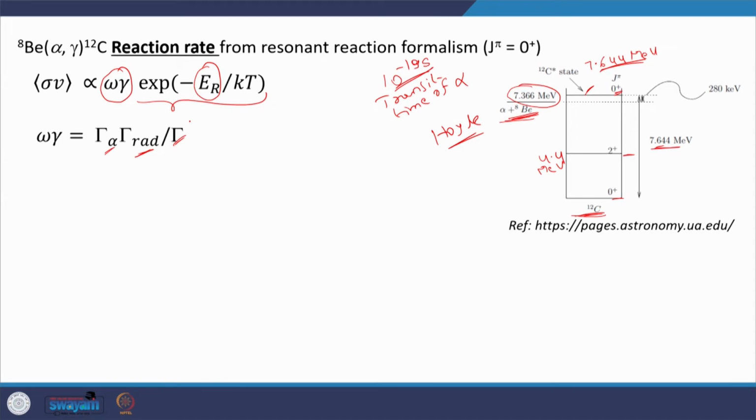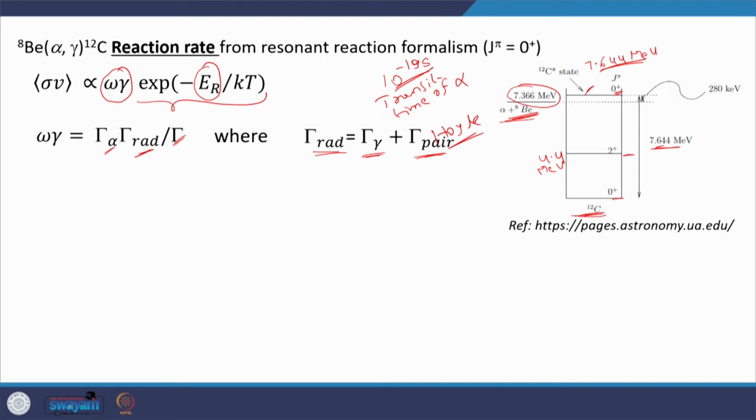So, with this we can find out the strength of the resonance, and here the partial width corresponding to the radiative decay is the sum of the partial width corresponding to the gamma emission and the partial width corresponding to the positron-electron pair emission. Where are these things coming from?